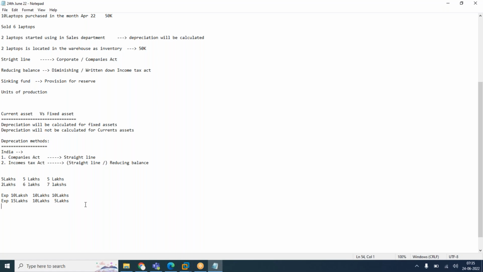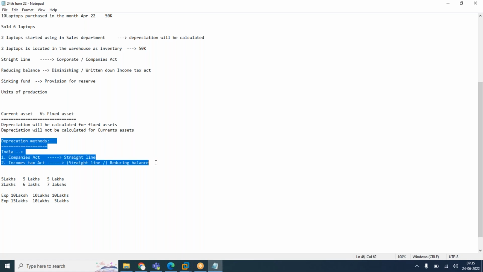Fine. So now you understand the depreciation methods and why two methods are available. In India, we have two government bodies: the Income Tax Act and the Companies Act. That is the reason we need to maintain two methods. If you want to maintain both equally, the system gives you a provision to use the straight line method for both the Companies Act and the Income Tax Act.